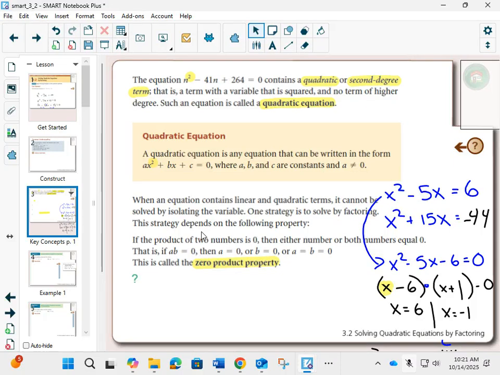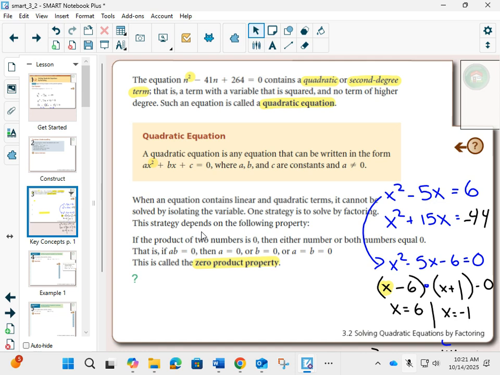A, b, and c are just numbers. And you can solve them. And you can always make them equal to 0. So if I had this question in blue, x squared minus 5x, a number squared minus 5 times that same number is 6. What could the numbers be?